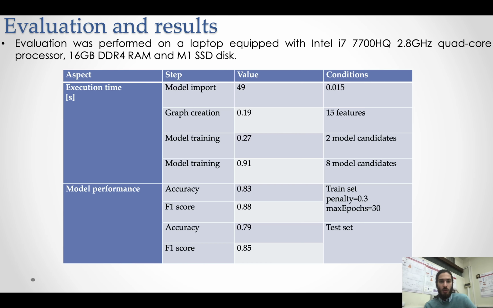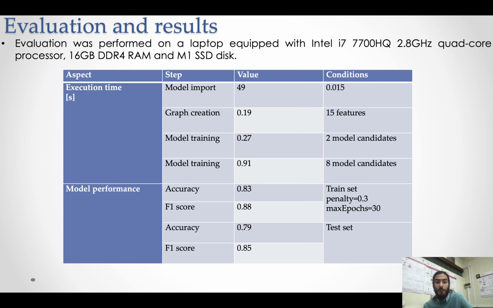Now let's see which are the outcomes of the proposed model regarding 2 different aspects. One is execution time and another one is actually the model performance in this matrix. The evaluation was performed on machine with given specification. It was actually a laptop equipped with Intel i7 quad-core processor and 16 gigabytes of DDR4 RAM and 1 SSD disk. For execution time, I split it for distinct steps. So we can see how much time it takes for model import, graph creation, and training.